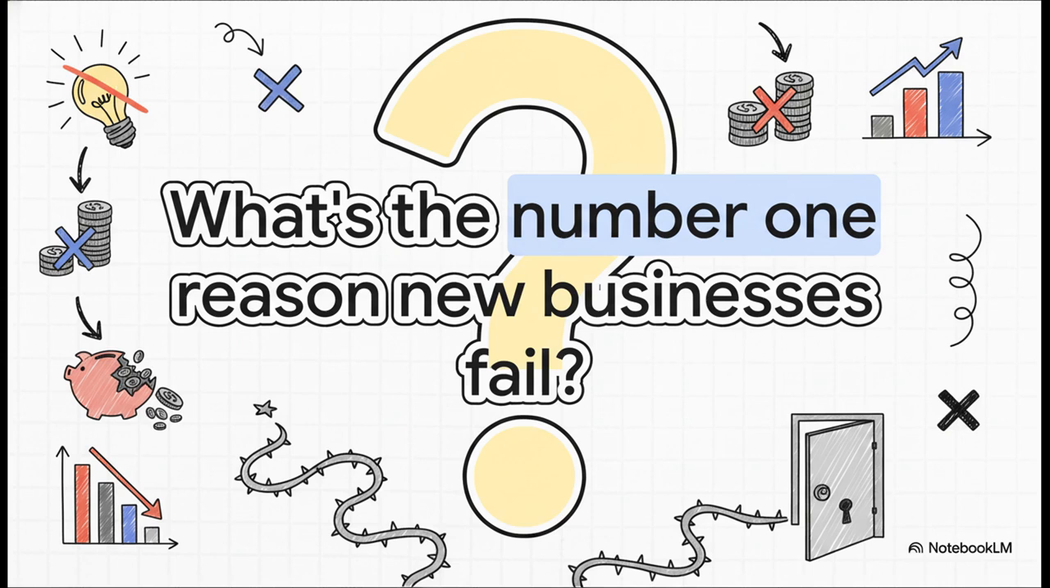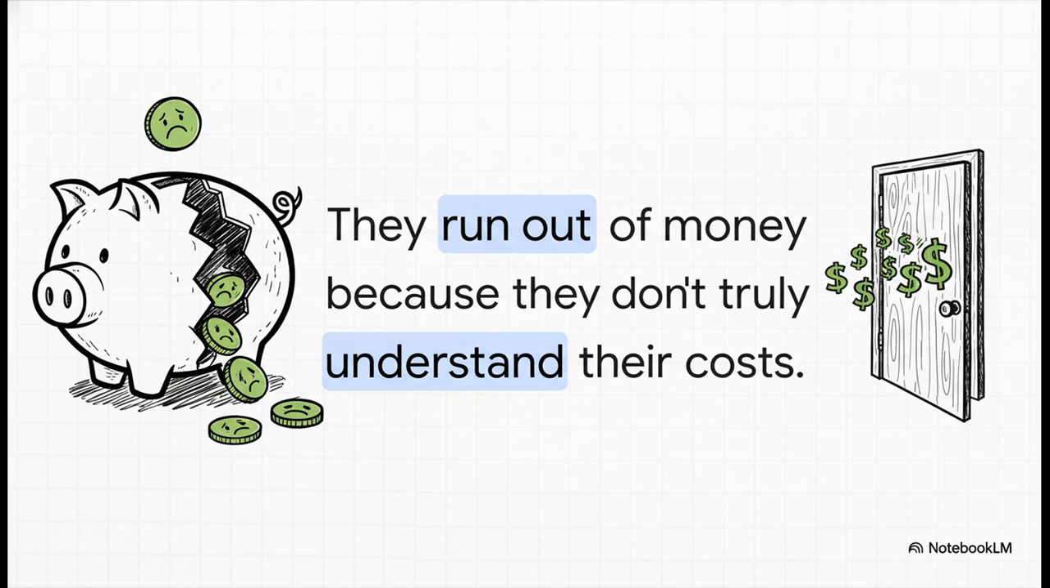Okay, let's kick things off with a big question. I mean, we've all seen it, right? Super passionate people with incredible ideas start a business. So why do so many of them end up failing? And the answer, more often than you think, has nothing to do with a bad product or a lack of trying. It's because they run out of money. And when you trace that back, it almost always comes down to a single fatal flaw. They just didn't have a real handle on their costs.